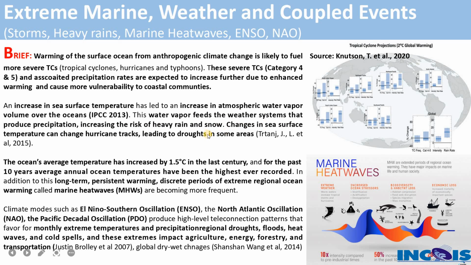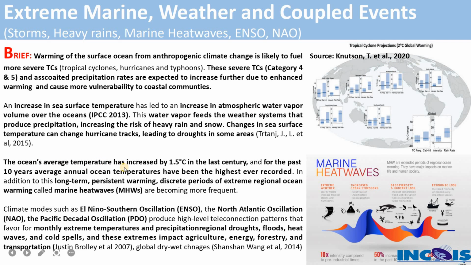So changes in this temperature can also change the hurricane tracks. For example, if a cyclone usually hits some location every time and gives a lot of rainfall, because of these warming patterns the cyclone track can change and change the precipitation pattern. Thereby you can see drought conditions in some places, and in some locations useless precipitation, right? This kind of thing can also happen.